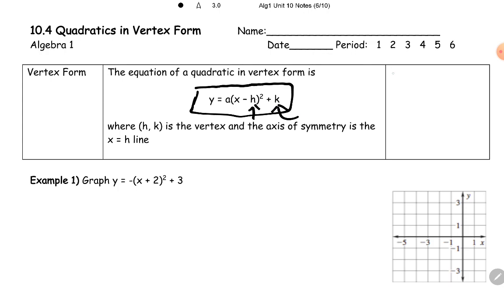So you want to be careful because if you're looking at an equation and wanting to find out where the vertex is, for h, you want to use the opposite sign.